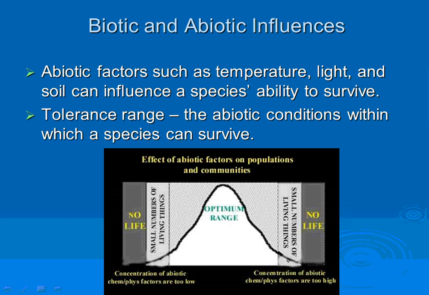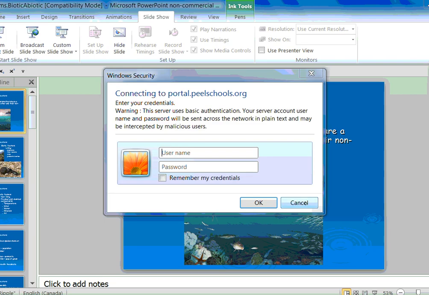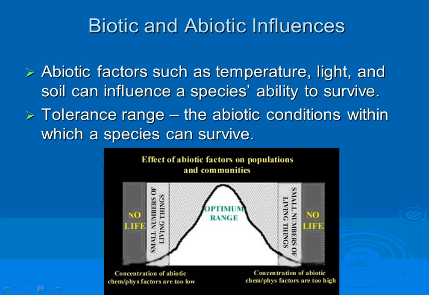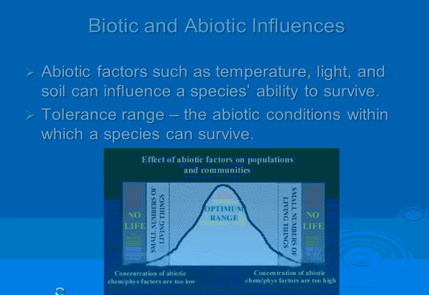So this could be anything from temperature ranges, so below certain temperatures or above certain temperatures, you cannot survive. And you have these ranges. It could be pH level of soil. It could be amount of water. So basically, there's different ranges that species can survive.